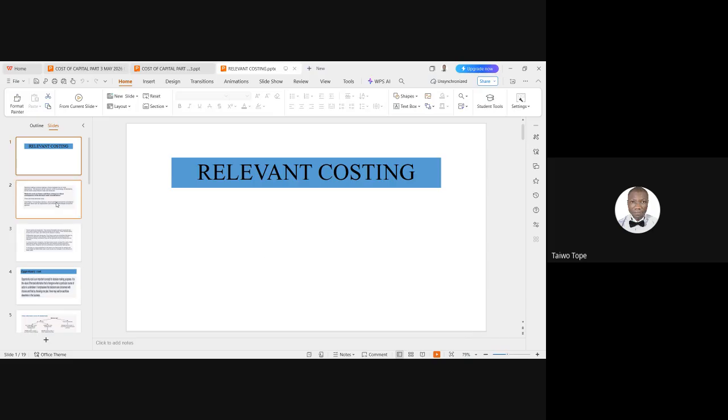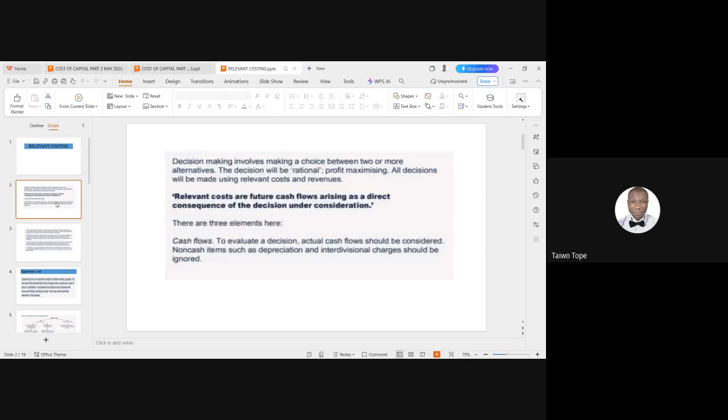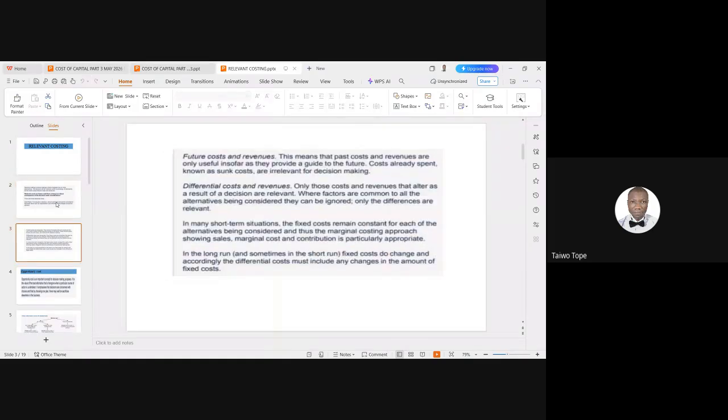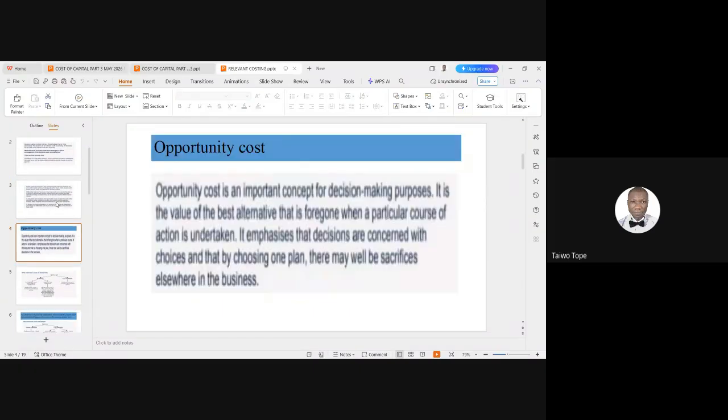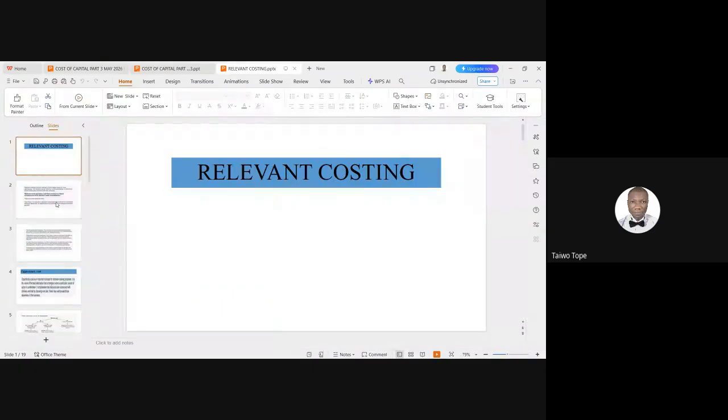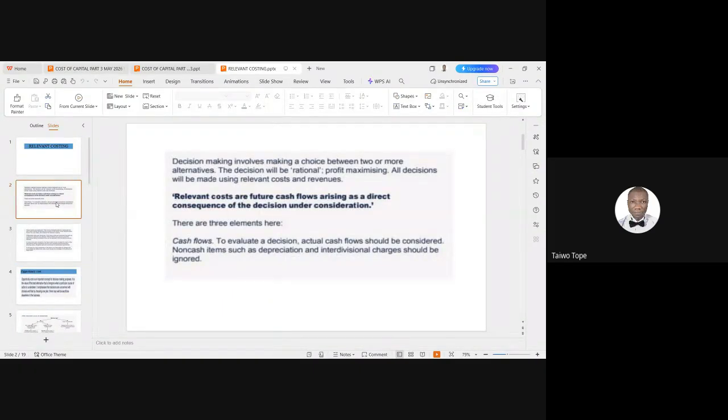I've taken a look at the topic again, and I have now come to a conclusion that this is what everybody in this class should know. That is my objective: that as far as you're in this class this evening, you should understand this and be comfortable with solving questions on relevant costing, because it does not need you to cram anything. It's just for you to understand the concept, then you will be fine.